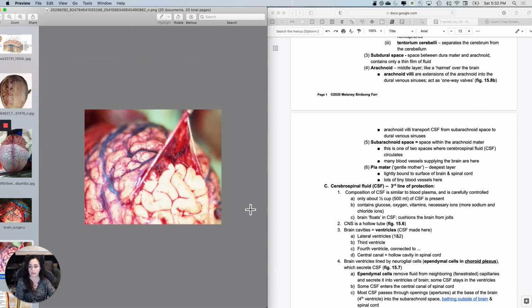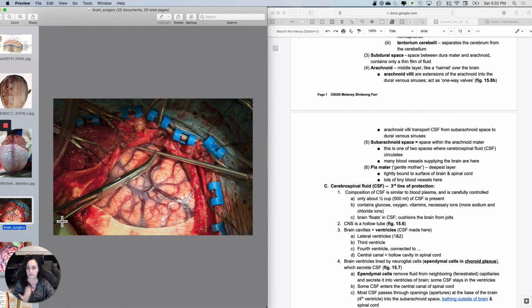And then with this one, all you have is pia left, and you're pulling the arachnoid off right there. This is like a live brain surgery in which you can see the spiderwebby arachnoid and also the shiny pia. They're really continuous with one another, and it's really difficult to pull the pia away from the brain without destroying some of the brain tissue.